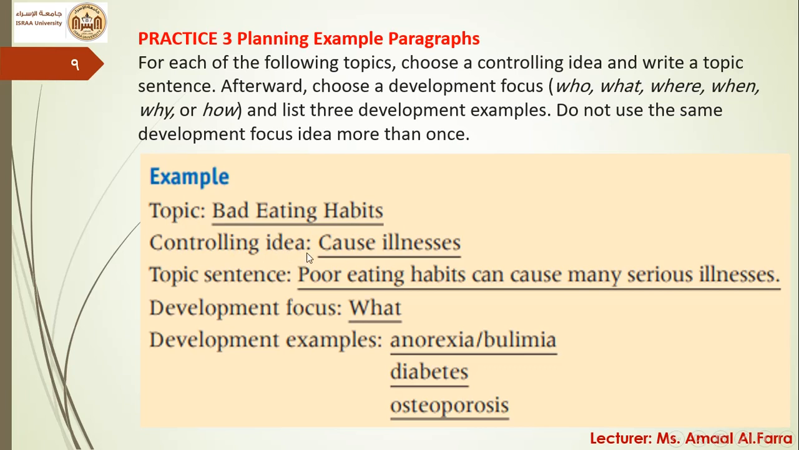The controlling idea that you are going to focus on is cause illnesses. These bad habits cause illnesses. We connect these two parts together to form the topic sentence, that is, poor eating habits can cause many serious illnesses. So this is the topic sentence. Poor eating habits can cause many serious illnesses.